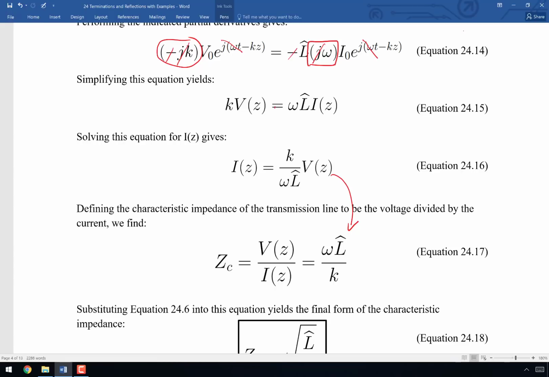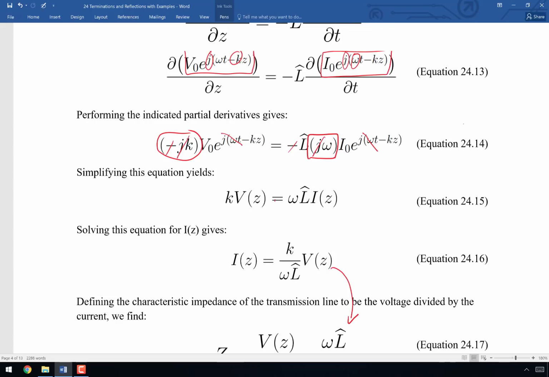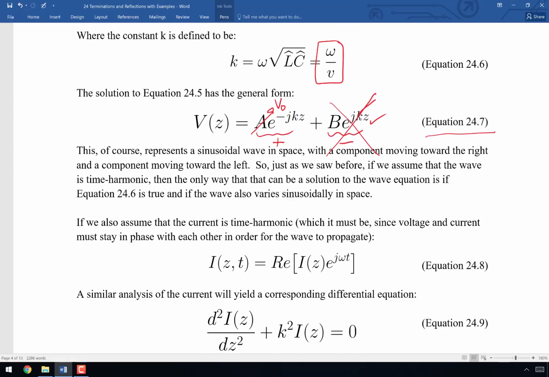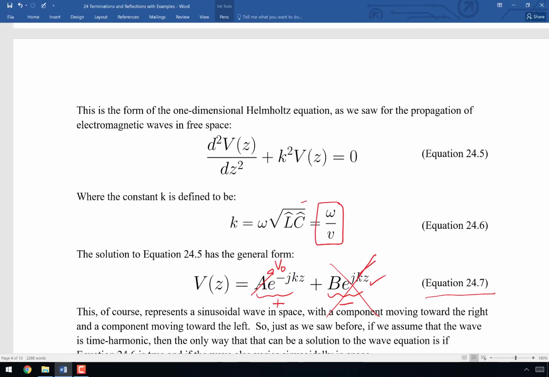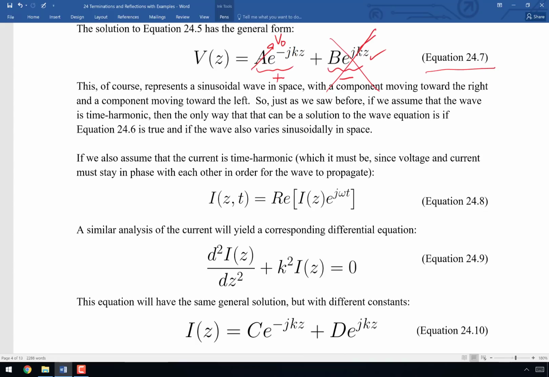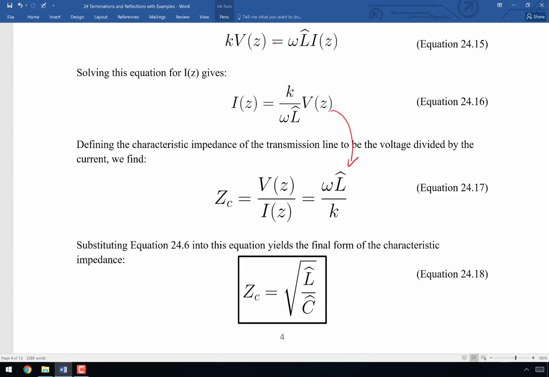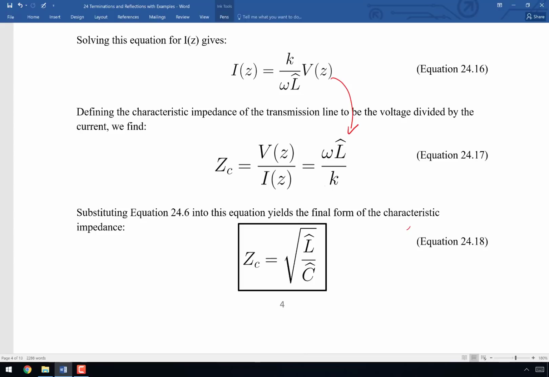So if I take this equation and rearrange it to find V divided by I, I get omega times L hat divided by K. But if I go back up to equation 24.6, which is way up here, 24.6 gave me a relationship between K, omega, L hat, and C hat. So K is equal to omega times the square root of L hat times C hat. Well, those omegas are going to cancel. Half of the L's are going to cancel, so that leaves a square root of L hat in the numerator, and it becomes the square root of L hat over C hat.